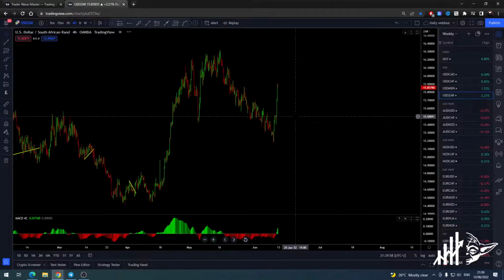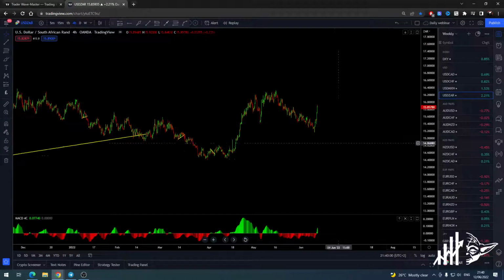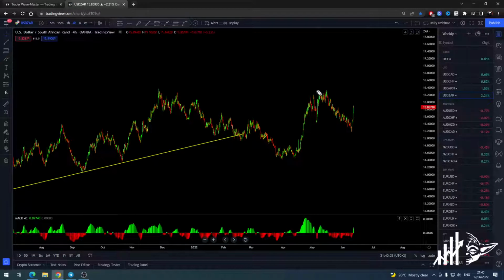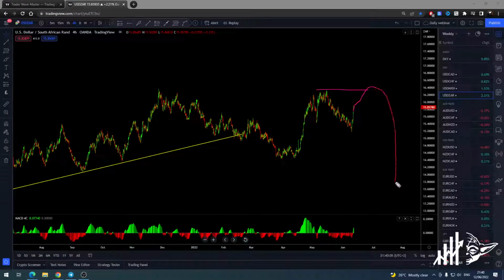African Rand, okay, it's trying to go higher already. How far? It's going to tag those highs there, and then it will start to push its way to the downside, or it will go for the flat and then go lower.